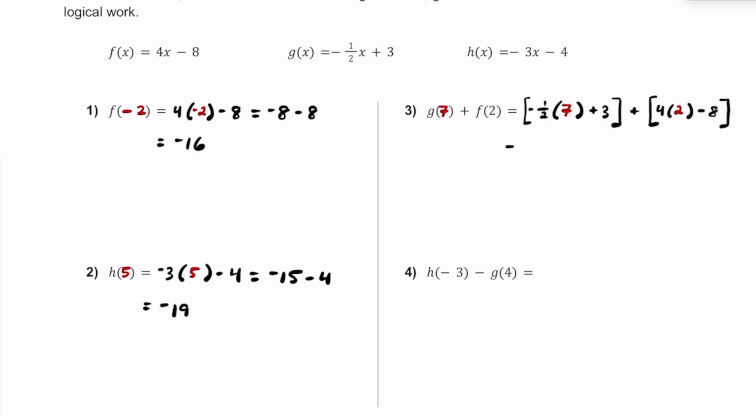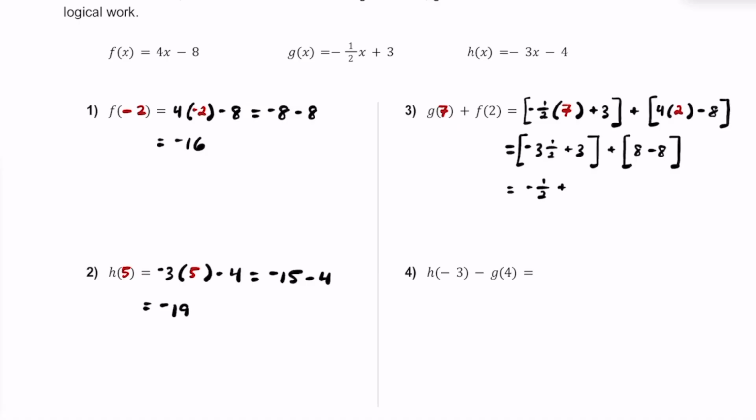All right, so let's take care of this. In our first function here, negative 1/2 times 7 is going to be negative 3.5. So I'm going to write negative 3.5 plus 3. I'm going to keep this in our first set of brackets. And then what about our second one? Well, if we take this 4 times 2, that's going to be 8. So we're going to have 8 minus 8. Now for this first function, g of x, negative 3.5 plus 3 is going to be negative 1/2.